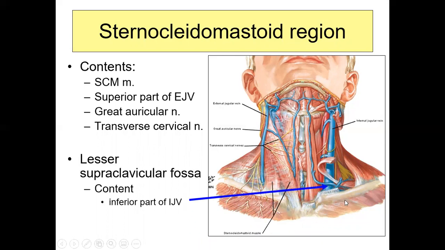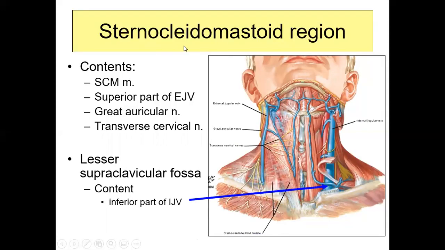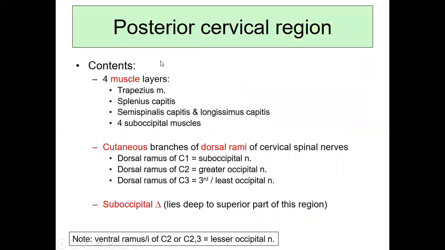And then we also have the lesser supraclavicular fossa in the sternocleidomastoid region. The content here, we have the inferior part of the internal jugular vein. For the posterior cervical region, just now we have discussed the sternocleidomastoid region. Now we're going to proceed with the posterior cervical region. So these are the content of the posterior cervical region.